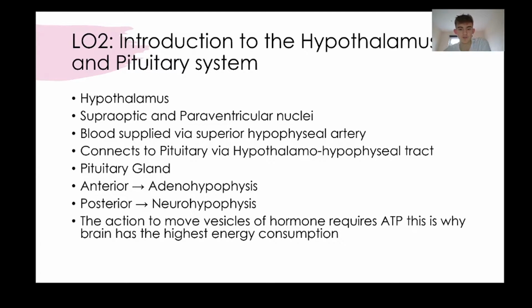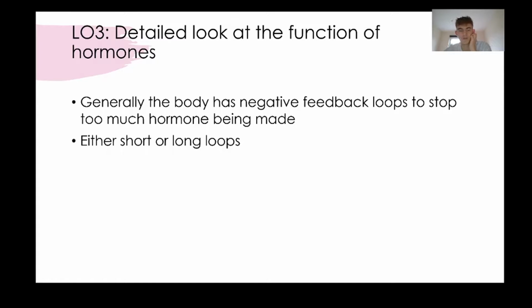The action to move these vesicles of hormones and pre-hormones requires ATP, and this is why the brain has one of the highest energy consumptions, because we're constantly needing those hormones to be regulated. Generally the body has feedback loops when too much of a hormone is being made. We've got short loops, where the hormone inhibits the gland that produces it, or long loops where the hormone either negatively or positively feeds back to the hypothalamus and causes either an increase or decrease in the hormone.